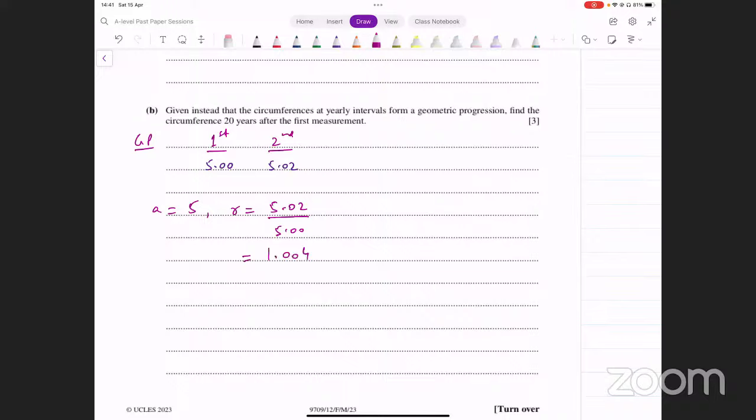जब आपके पास ratio आ गई, अब आपको simply क्या करना है? इसमें भी आपको 20 years के बाद वाली term चाहिए. So T21 is what you're looking for here as well. What's the term formula for a GP? It's A R raised to power n minus 1. All you have to do is input values in this. T21 equals A, which is 5, into R, which is 1.004 raised to power 21 minus 1, which is 20. So it's 5 into 1.004 raised to power 20. And that gives us 5.42. That's the term that we were looking for in the second part.